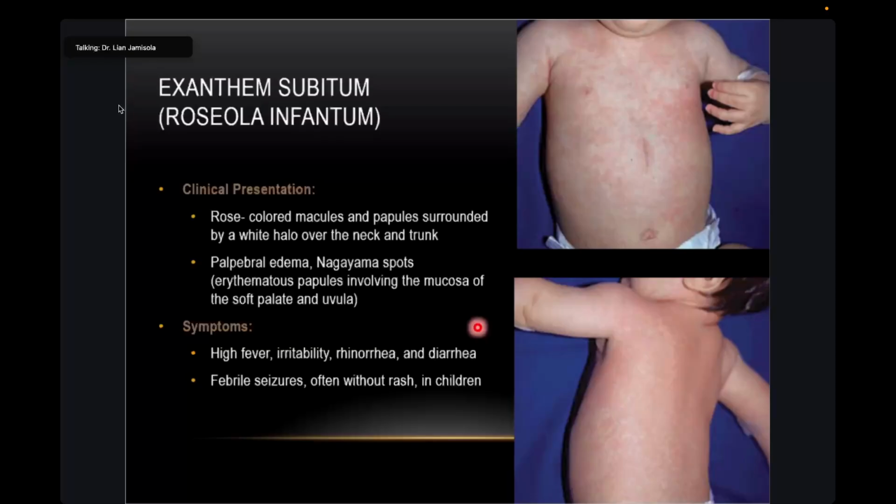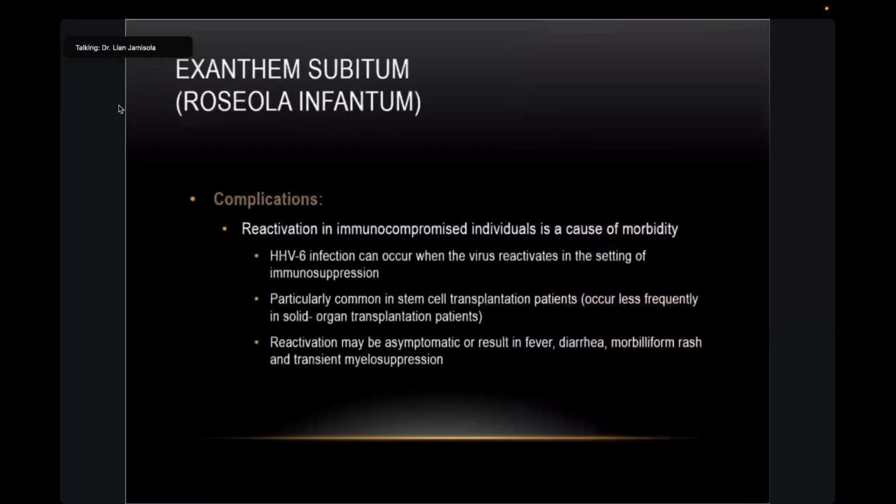Symptoms of this, patients have high fever. Okay, they're very irritable, high fever, and then runny nose, rhinorrhea, and diarrhea. A complication is reactivation in immunocompromised individuals, a cause of morbidity. So your HHV6 infection can occur when the virus reactivates in the setting of immunosuppression. That's why it might happen as well in adults, but that's already because of immunosuppression, particularly in patients that are undergoing or had stem cell transplantation and solid organ transplantation.